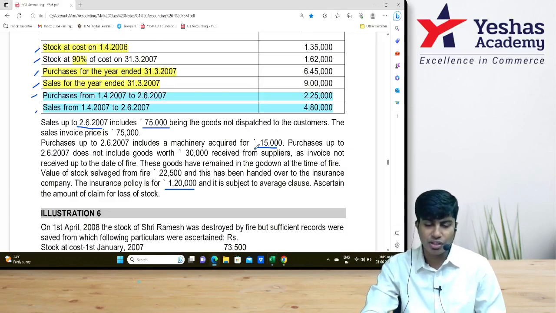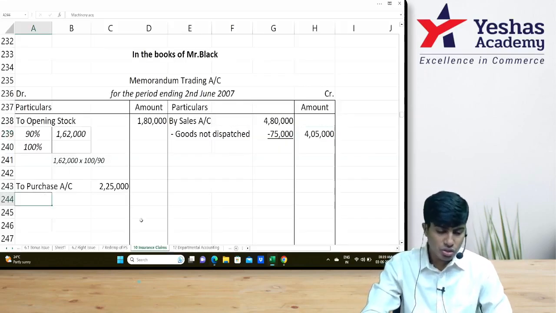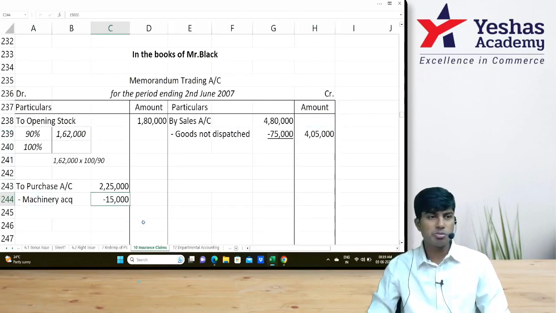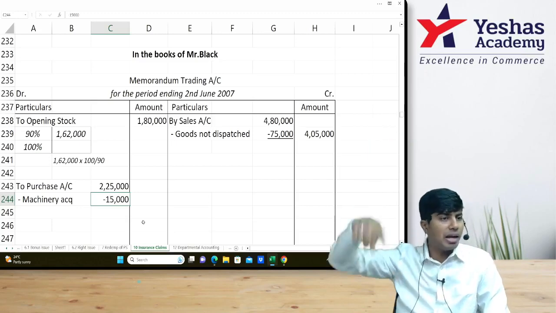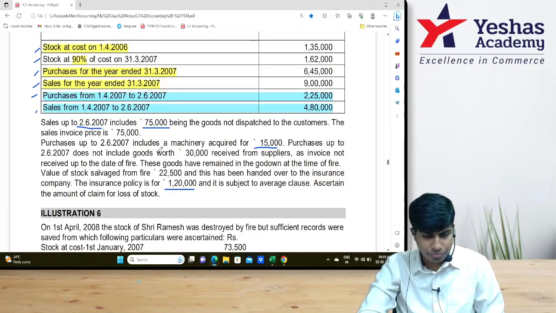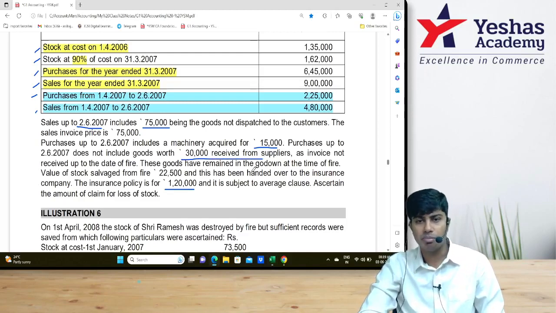What is after that? Purchases 15,000, machinery acquired, is written. So shall I write here less purchases, machinery acquired 15,000? Because machinery acquired will be added to machinery value in the balance sheet. It will not be written as purchases in trading. What is after that? It does not include goods worth 30,000 received from suppliers.